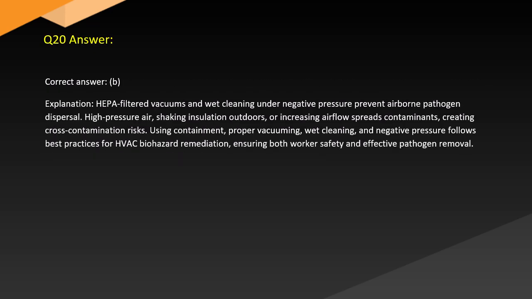Answer. Correct answer, B. Explanation. HEPA filter vacuums and wet cleaning under negative pressure prevent airborne pathogen dispersal. High-pressure air, shaking insulation outdoors, or increasing airflow spreads contaminants, creating cross-contamination risks. Using containment, proper vacuuming, wet cleaning, and negative pressure follows best practices for HVAC biohazard remediation, ensuring both worker safety and effective pathogen removal.